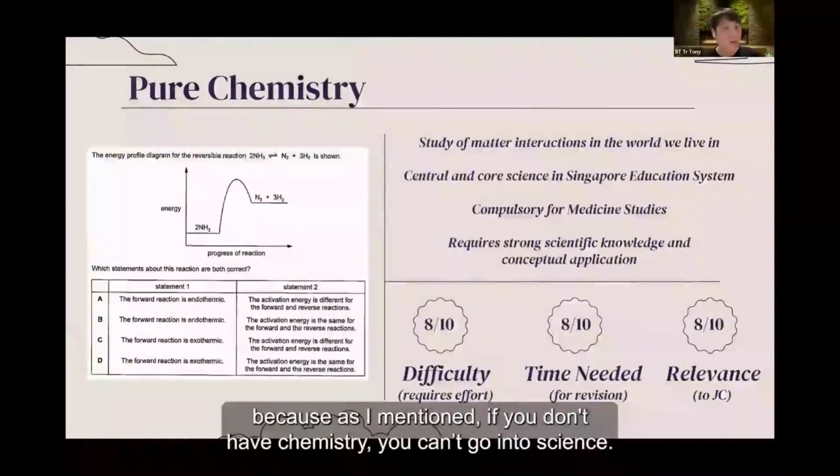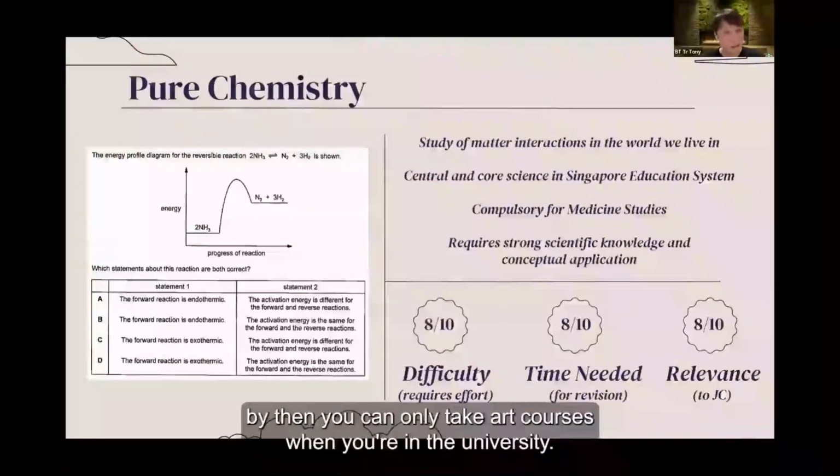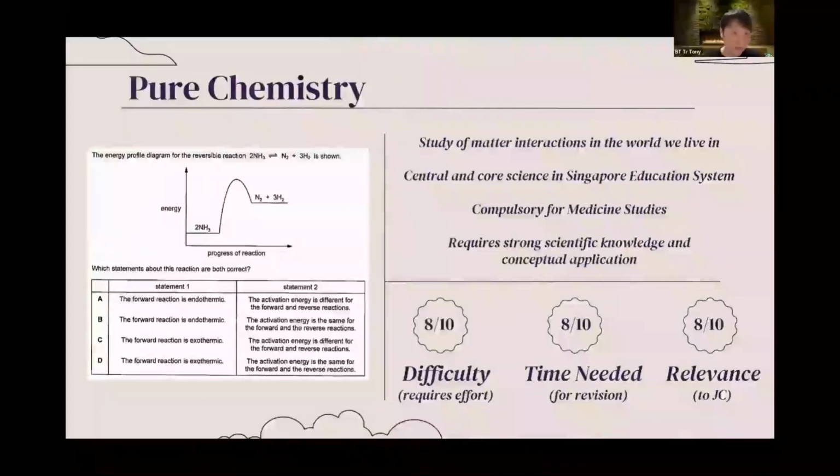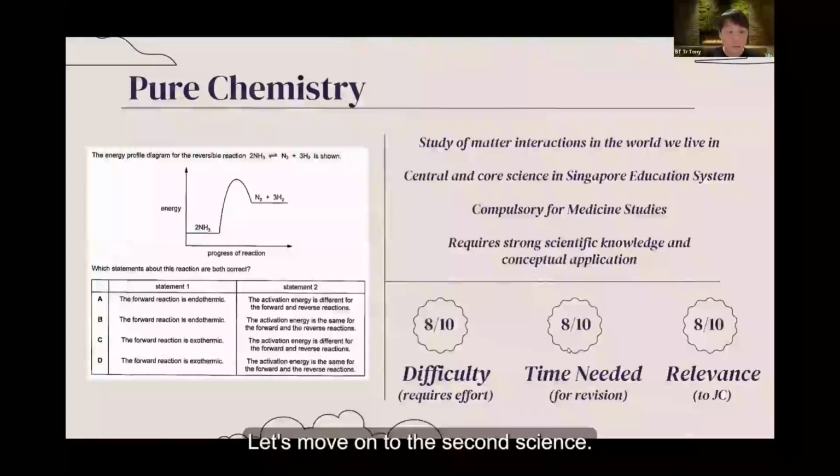Because as I mentioned, if you don't have chemistry, you can't go into science stream. So you are locked out of it, and you can only go to art stream, right? And you can only take art courses when you're in the university. So that is why chemistry is so important. Right, let's move on to the second science, physics.